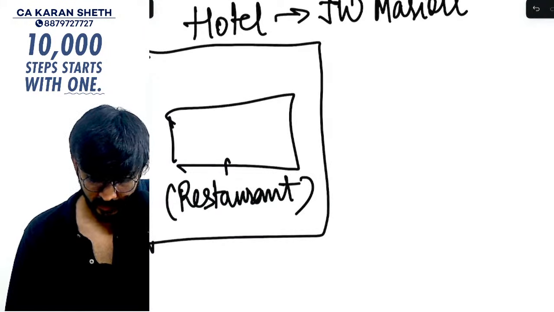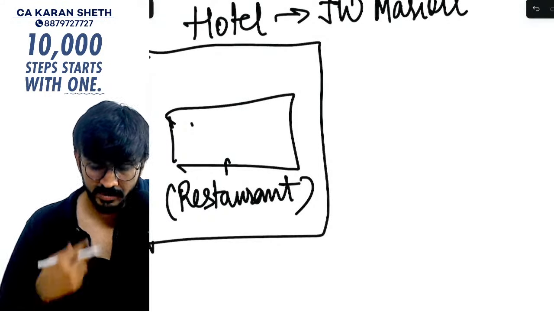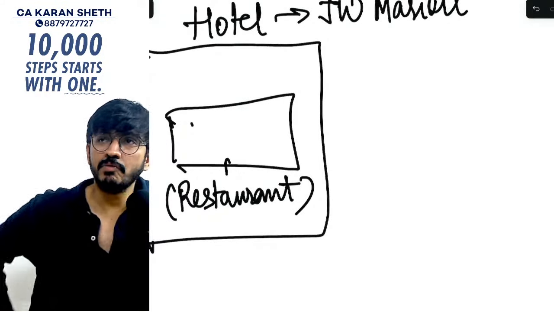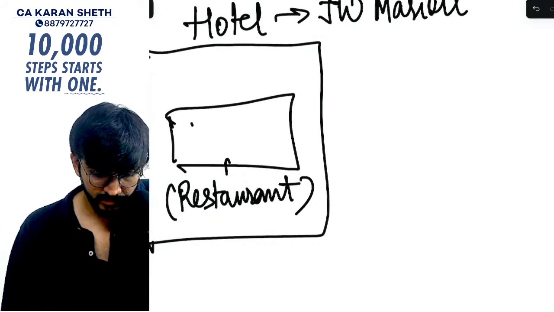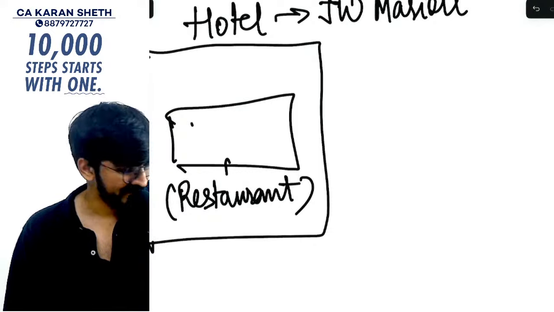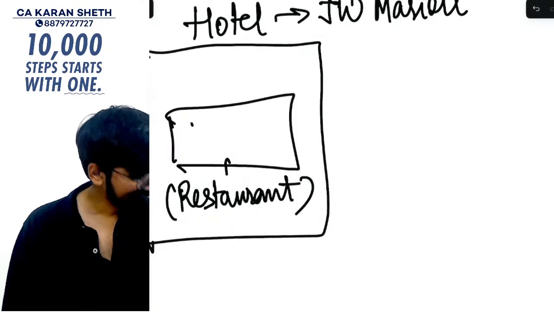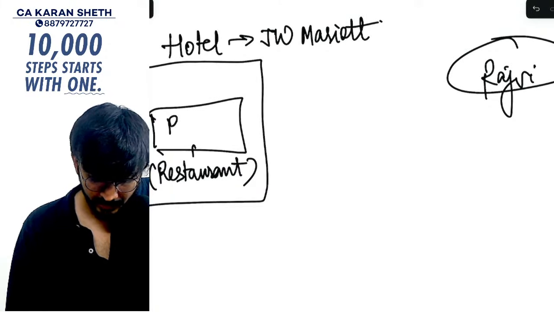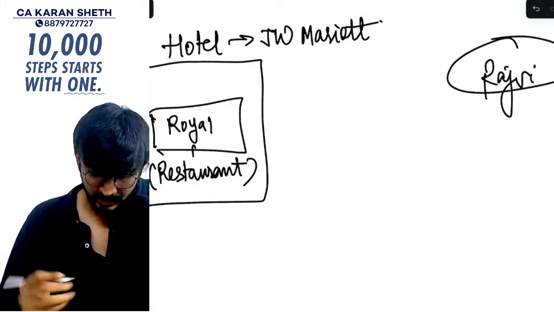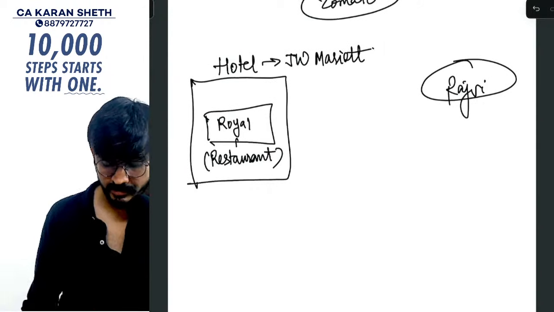Okay, and the name of the restaurant is... what is the name of the restaurant? Just keep anything. Let's say, for example, give a good name. I'm not getting it. Let's say Royal. Okay, something like that. Royal Restaurant.